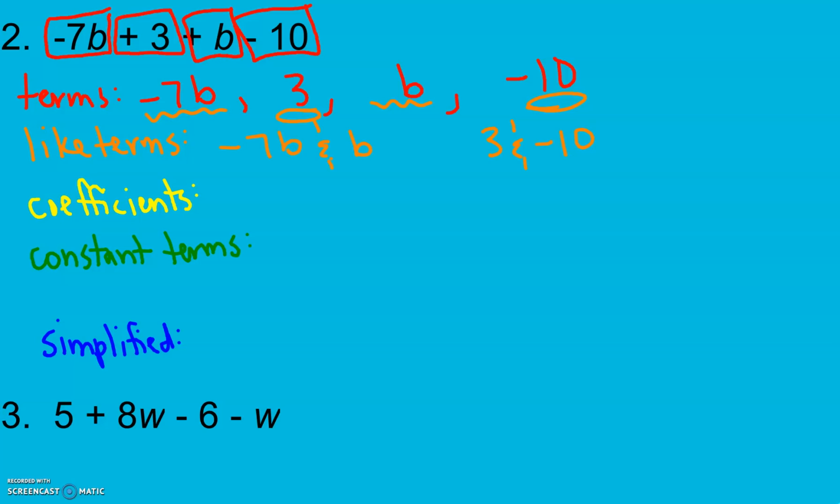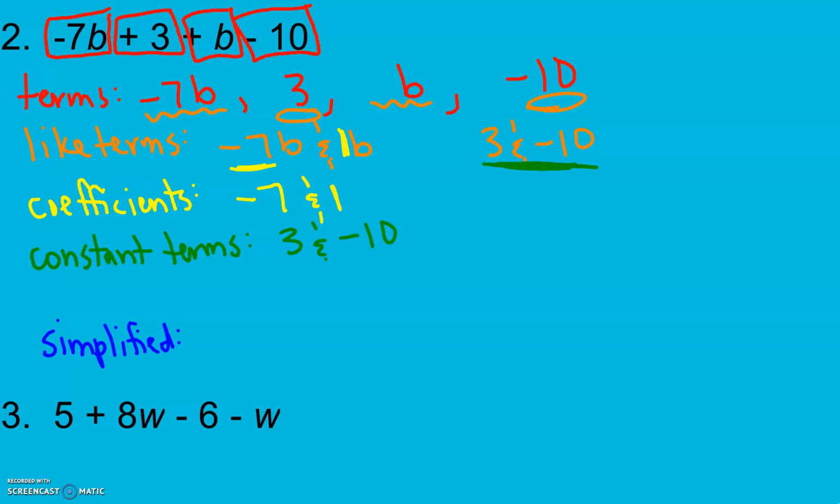My coefficients are the number parts in front of my variables. So negative 7, and if there's not a number in front, it's a 1. My constants are any terms that don't have variables. So here it's 3 and negative 10.